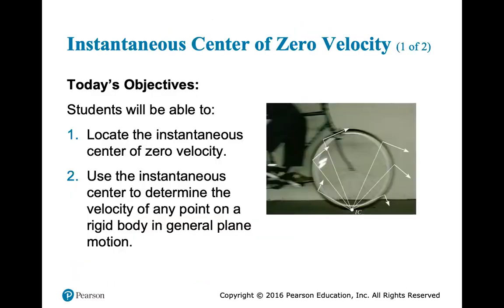Okay, to do that, hopefully you've read through section 16.6. And the goal for today's lecture will be to be able to locate the instantaneous center of velocity and use that to determine the velocity of any other point on a rigid body. So those are kind of the goals. And I've got a number of examples to go through with you.